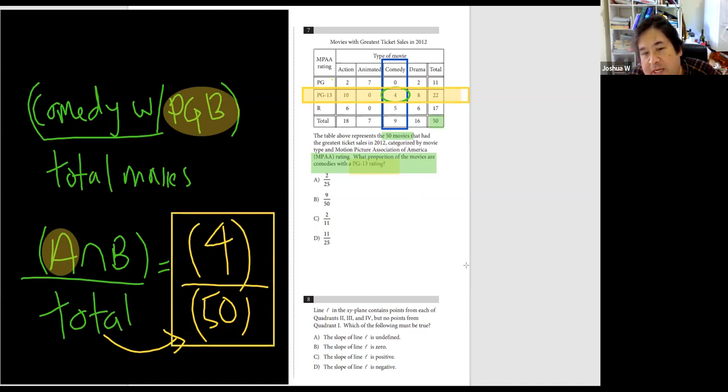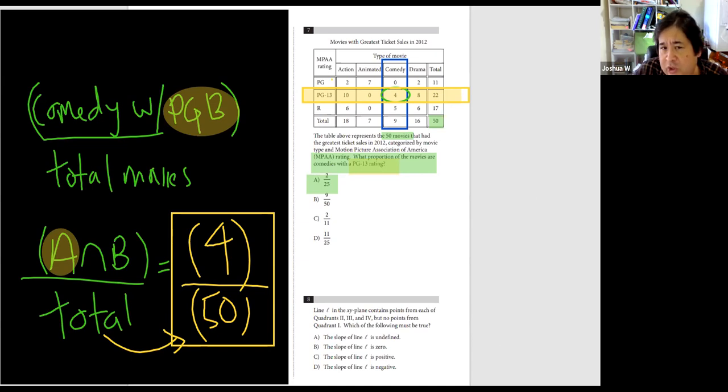Which proportion is 4 out of 50? A. 2 out of 25. That is correct. So A was correct. Right, so remember to reduce the fraction. So for every 25 movies, 2 are comedies rated PG-13. Very good, Brianna.